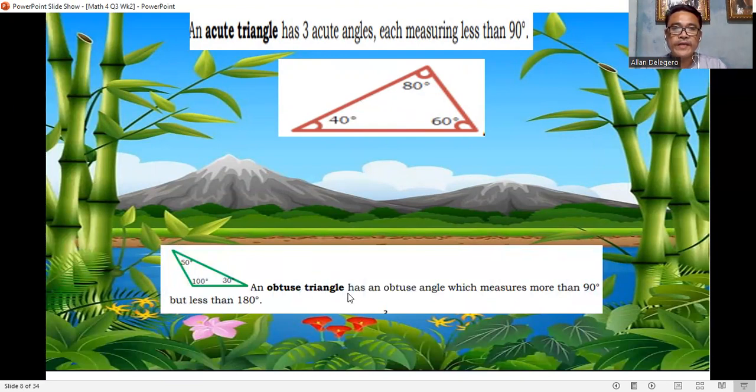An obtuse triangle has an obtuse angle which measures more than 90 degrees but less than 180 degrees. This is an example of an obtuse angle. It has 100 degrees. 100 degrees is more than 90 degrees but less than 180 degrees. So this triangle is an obtuse triangle.